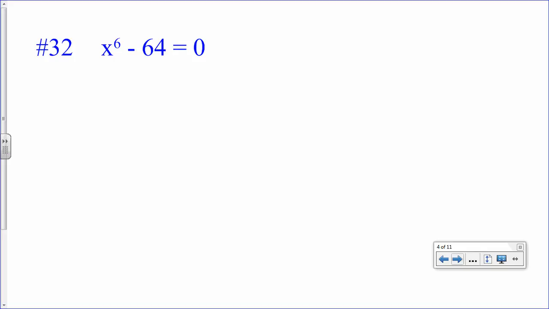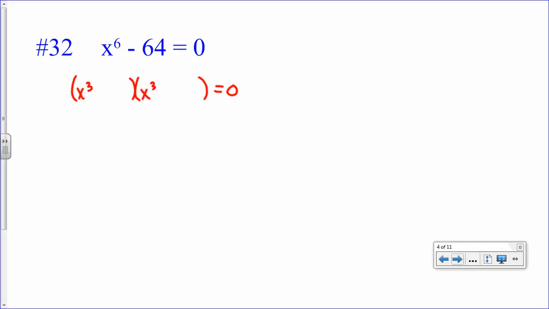This is one of those that can factor by difference of squares or difference of cubes. I'm sure most of you don't remember the difference of cubes formula, so let's start with difference of squares. It doesn't matter, but difference of squares is going to be easier to start with. We'll have to do both anyway. So difference of squares. What is the square root of x to the 6th? Good, x cubed, x cubed.